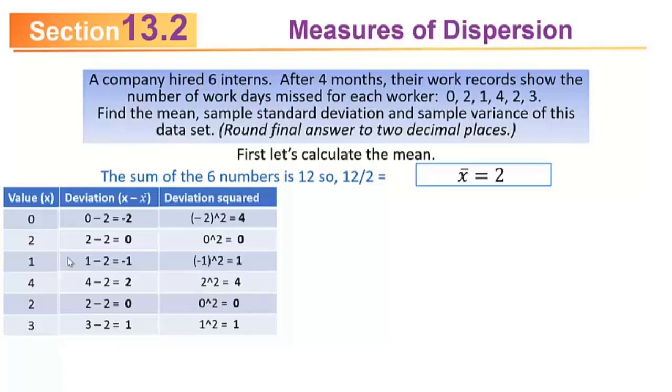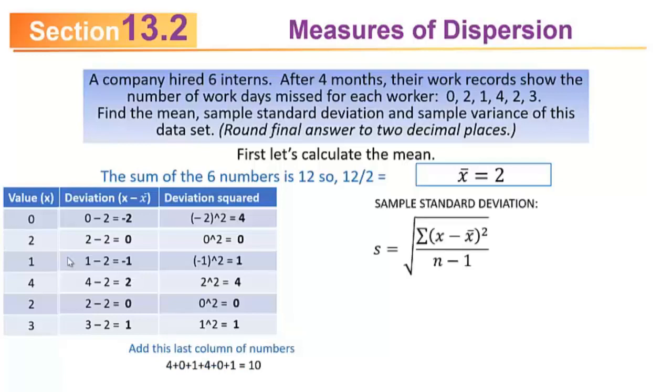And then the third column is the square of those numbers. You square each of the numbers in the middle column and then add them up. So you get 4 plus 0 plus 1 plus 4 plus 0 plus 1, which comes out to 10. That's the numerator under the square root: 10.